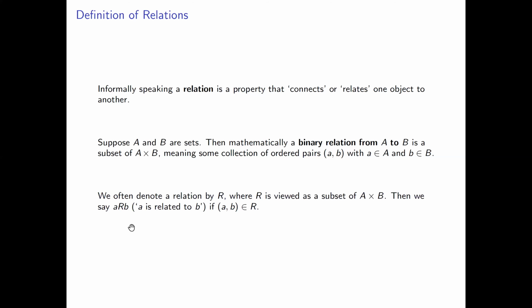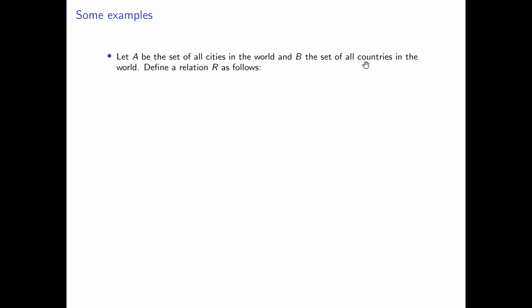This is kind of abstract, but let's look at some examples, and hopefully it will become a little bit clearer. In the first example, my set A is going to consist of all cities in the world, so all cities throughout the globe, and I'll let B denote the set of all countries in the world. We'll define a relation from A to B as follows. Given a city a, which is in the set capital A, and a country b, which is in the set capital B, we'll say that a is related to b if the city a is in the country b.